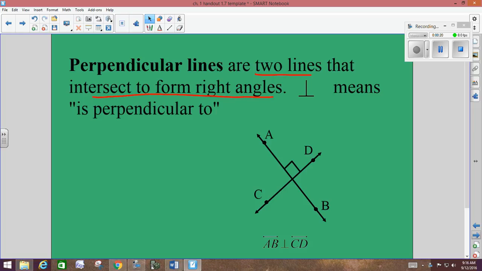You can have, like, perpendicular rays. It would be like that, except it won't extend. Exactly. They don't have to be lines. They can have perpendicular segments and rays as well. Good question, Larry.